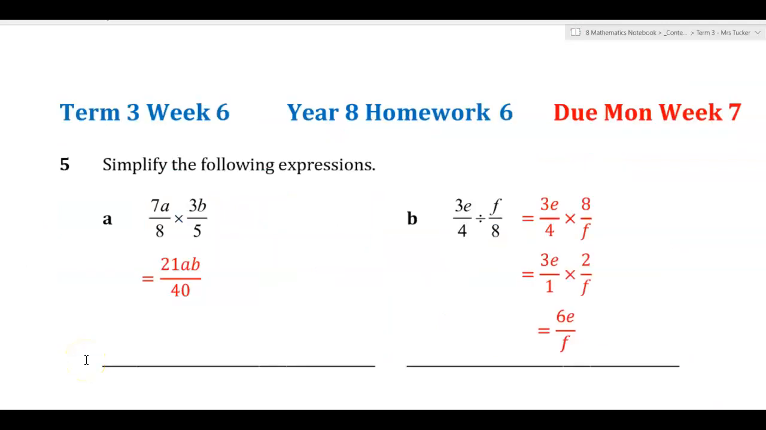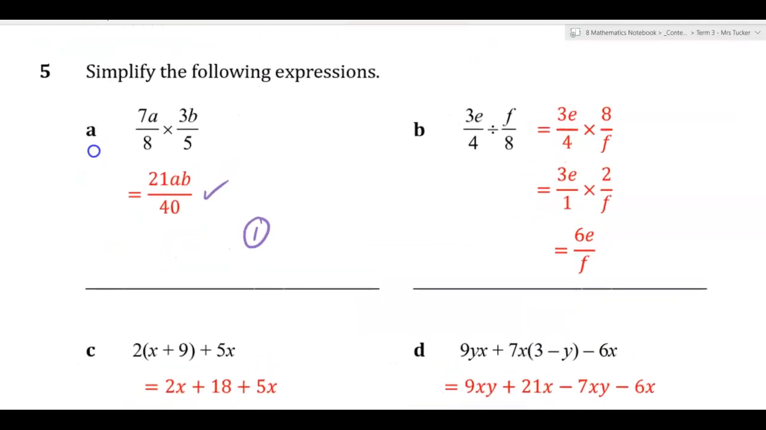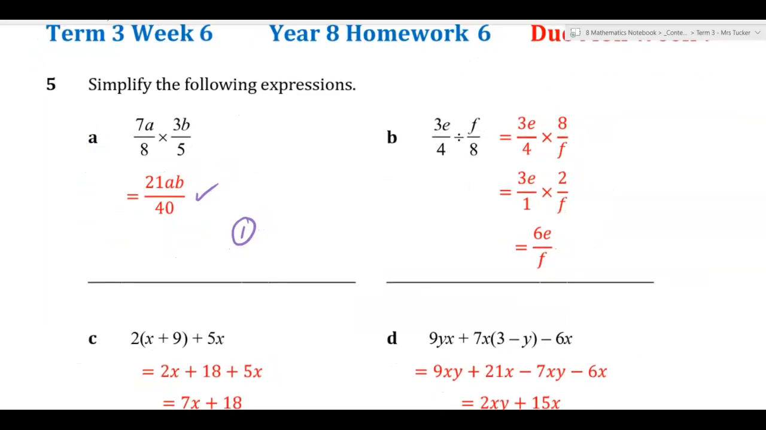All right. Question 5. 5A is 1 point. You either get it or you don't. 21AB over 40. And you don't need workings for that. Question 5B, 6E over F is going to be 2 points, 1 for keep, change, flip, and cross simplifying, 1 for the final answer.